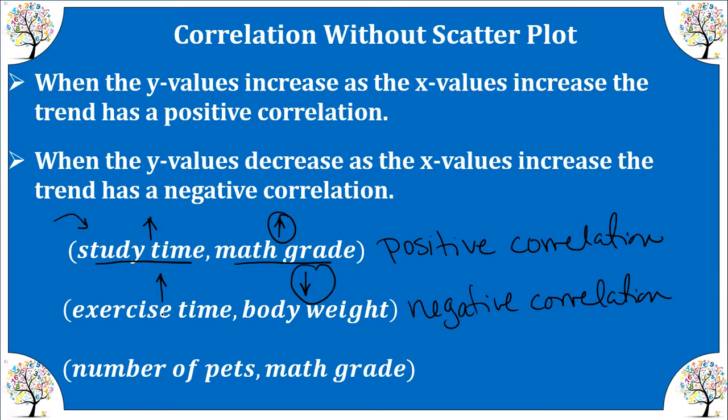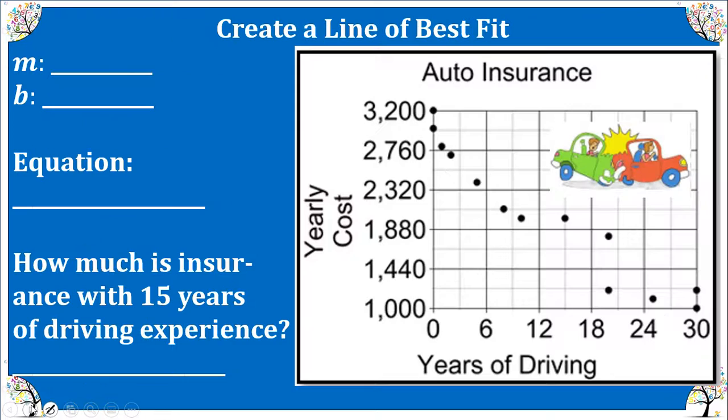The more you exercise, it affects your body weight by making it go down. How about the more pets you have, what happens to your math grade? I don't really think pets has anything to do with your math grade. I don't think the number of pets affects your math grade. So this would be no correlation. Number of pets has no effect on your math grade, or at least I hope not.